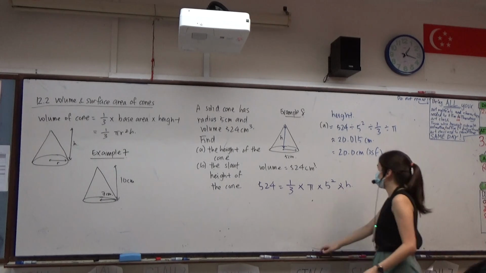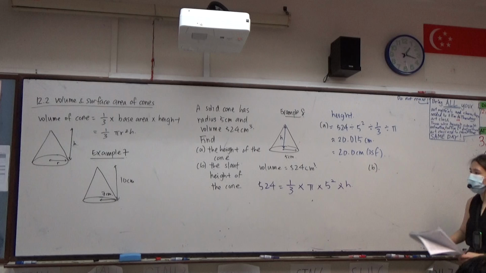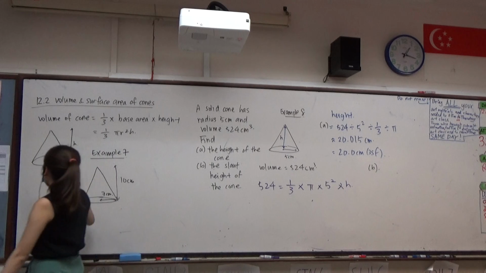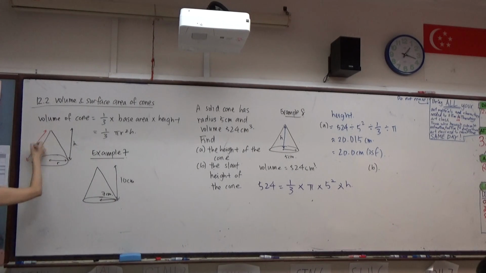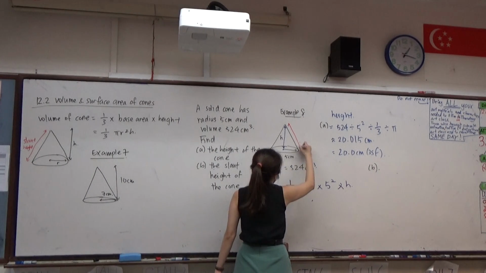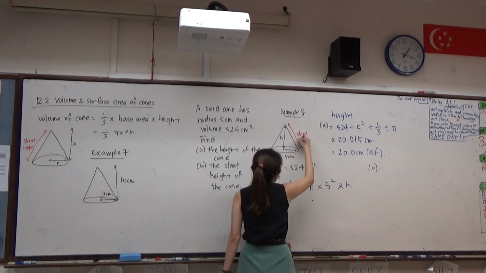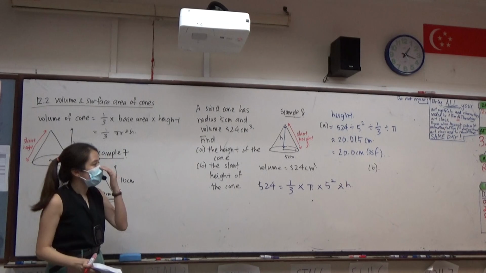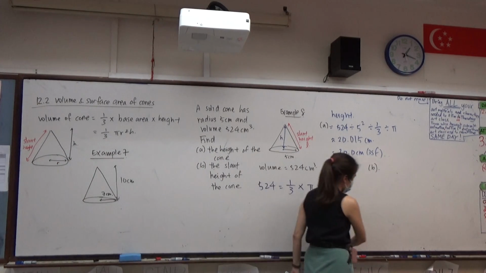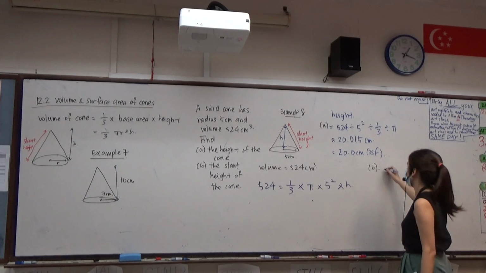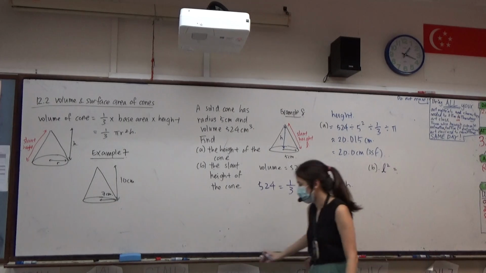Then in part B, to find out what is the slant height of the cone. Remember, slant height is the one that goes diagonally from the apex to the circumference of the circle. We want to find out this length here. Typically for slant height, we use the letter L. How do we find it? We use Pythagoras theorem. So we can let the slant height be L.